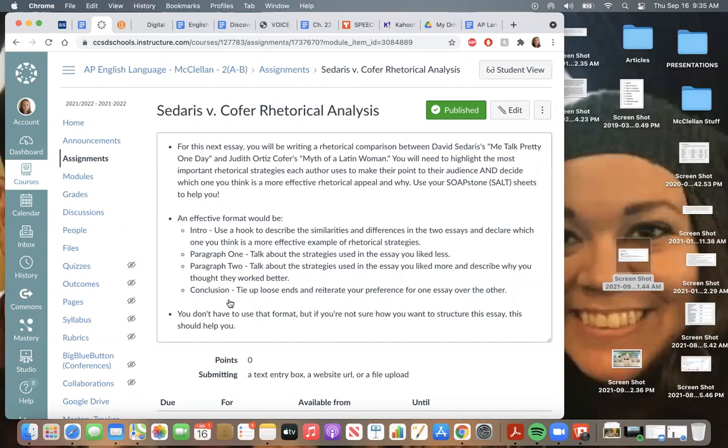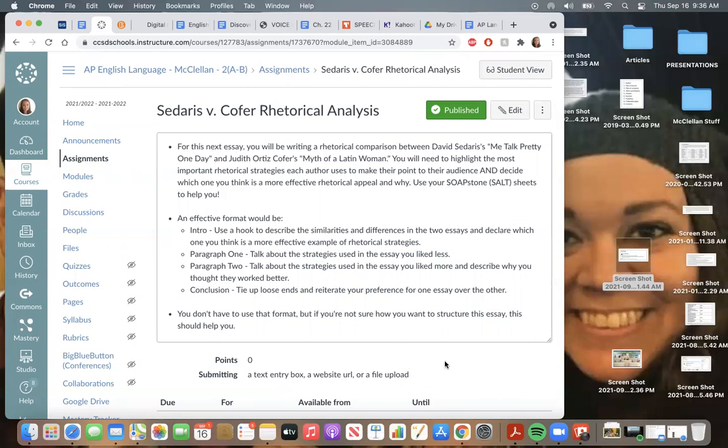That structure only has 2 body paragraphs. You can certainly do more than that. You might want to focus 2 paragraphs on the one you thought was more effective and only one on the one that you didn't think was as effective. You could also do it the opposite way. You could spend a couple of paragraphs talking about what you thought was really effective about the one that you thought was better. And then in your last body paragraph, say, you know, this other author also had some good effective techniques, such as blah, blah, blah. But overall, the other one was a more effective example of a rhetorical appeal.